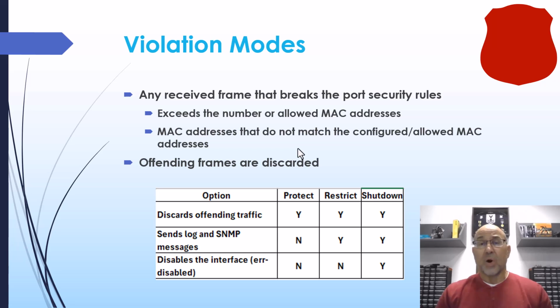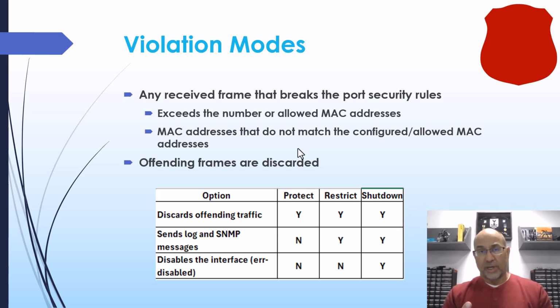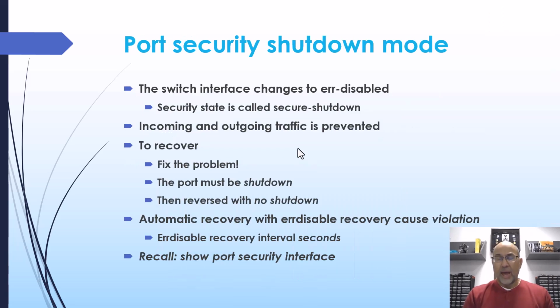And then lastly, the most secure mode you might have is the shutdown, which says I'm going to let you know about it. I'm going to send the messages. So we're going to discard the traffic, we're going to send the messages to the logging server, and we're going to kill the port off entirely. Now, port security shutdown mode. What happens if you're shut down? So the actual name of the security state is secure shutdown. So you saw that in the show port security interface command. Now the state is actually called err-disabled or error-disabled. And in that case, incoming and outgoing traffic is prevented.